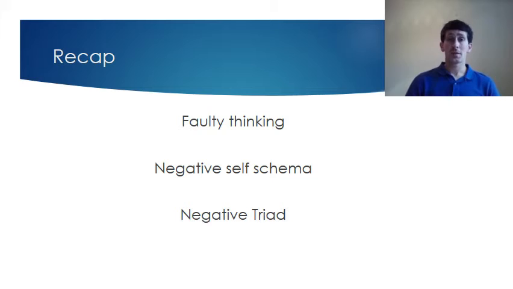So Beck came up with these three ideas: faulty thinking, this negative self-schema that starts to develop in childhood, and the negative triad. The negative triad, remember, is negative views about the world, negative views about the self, and negative views about the future. And if those three things are negative, then that's when someone starts to develop depression.